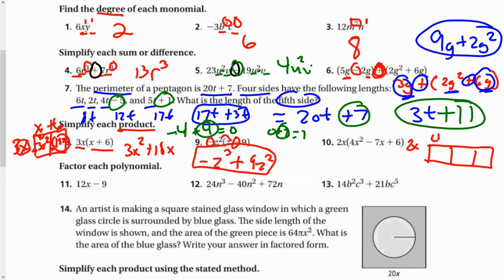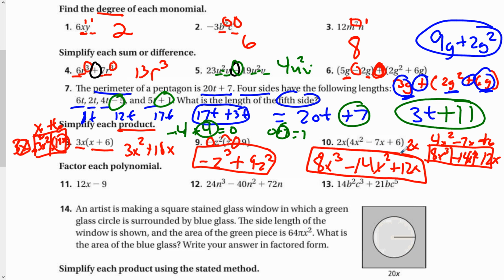So a positive 4x squared, a negative 7x, and a positive 6. Now I can go ahead and multiply. I have an 8x cubed, 2 times negative 7, that's a negative 14, and x times x is x squared. And I have a 2x times 6, that's a 12x. So I have an 8x cubed and a negative 14x squared and a positive 12x. I'll put a plus sign there. There you go for that one.